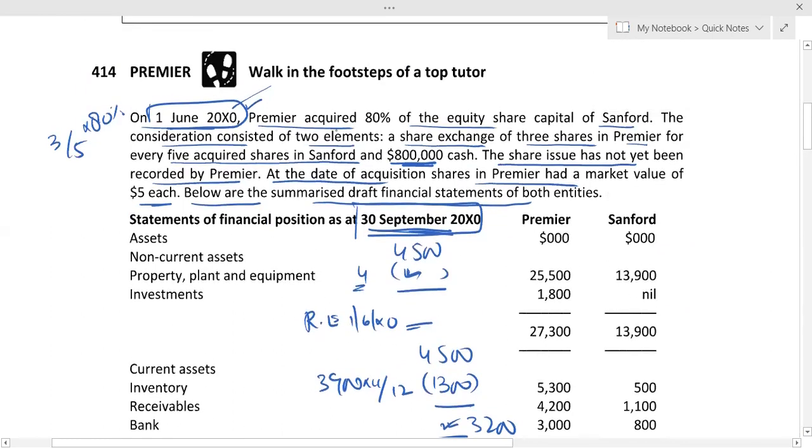On 1st June X0, Premier had 80% of the equity share capital of Sanford. And the consideration consists of two elements: a share exchange of three shares in Premier for every 5 acquired in Sanford, and a cash payment of 8 lakh. The share issue has not yet been recorded, we'll record it. And the market value of the parent share price at acquisition is $5.